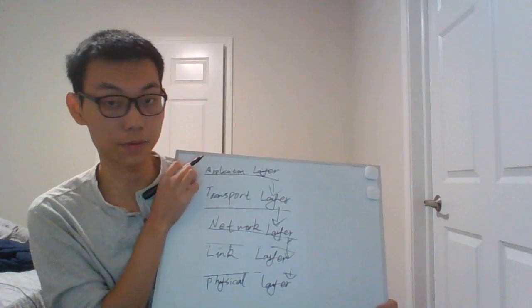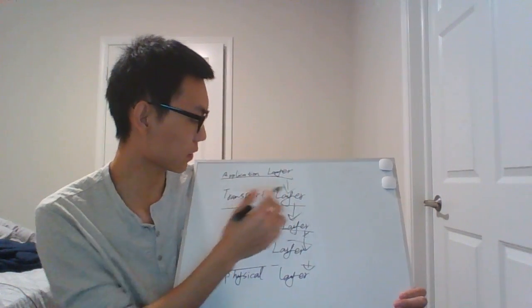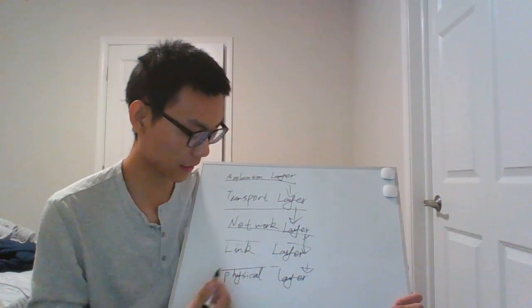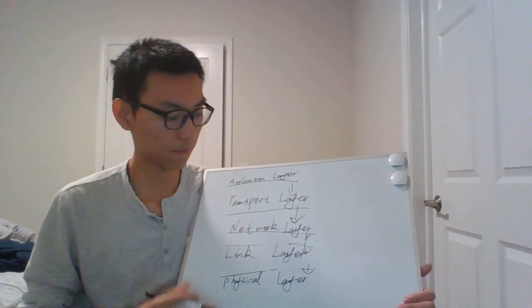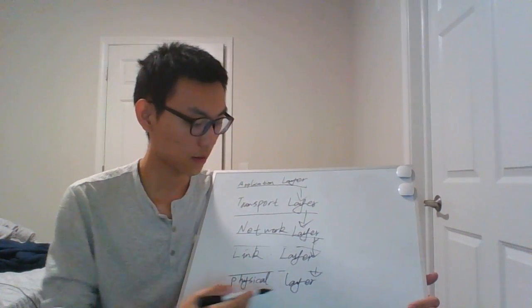It contains a lot of different parts. The first one is application, then transport, network, link, and the physical layer. So let's start with the basic one.